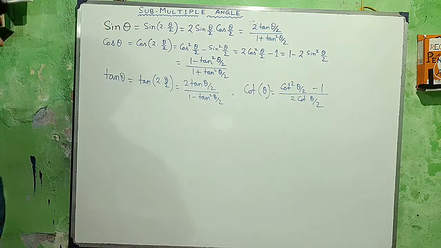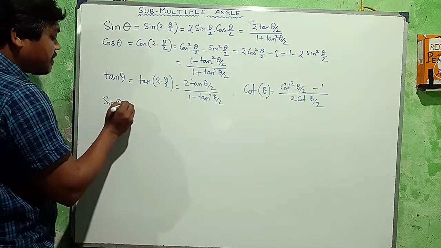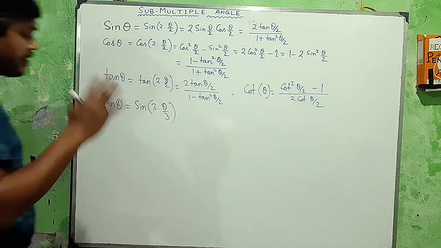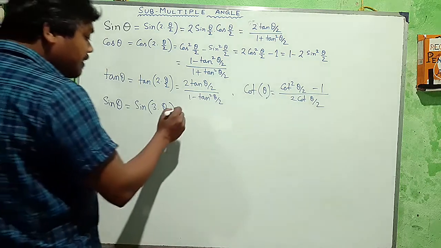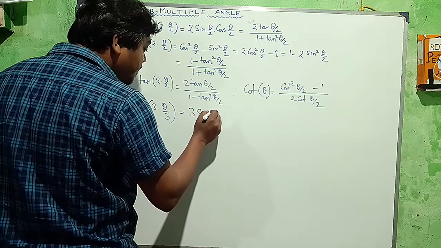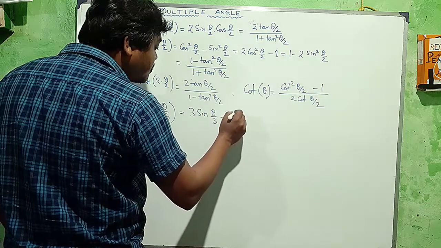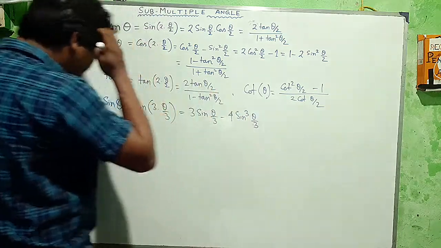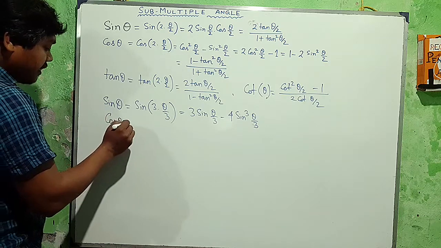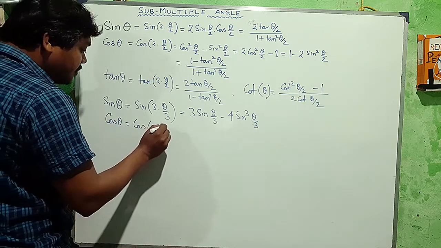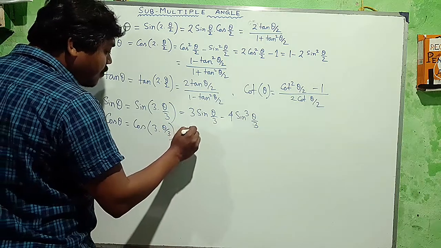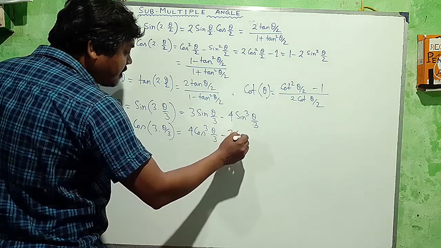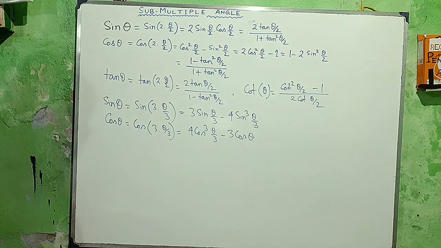Okay. So if I express sin theta in terms of theta by 3, that means sin 3 into theta by 3, that is in terms of sin 3a. What is the formula? That gives 3 sin theta by 3 minus 4 sin cube theta by 3. Okay. Similarly, cos theta gives cos 3 into theta by 3, so that is 4 cos cube theta by 3 minus 3 cos theta by 3. Okay, clear?